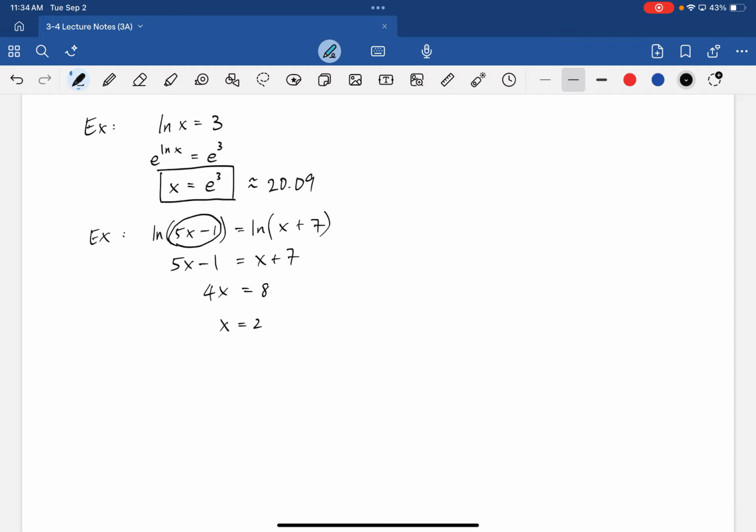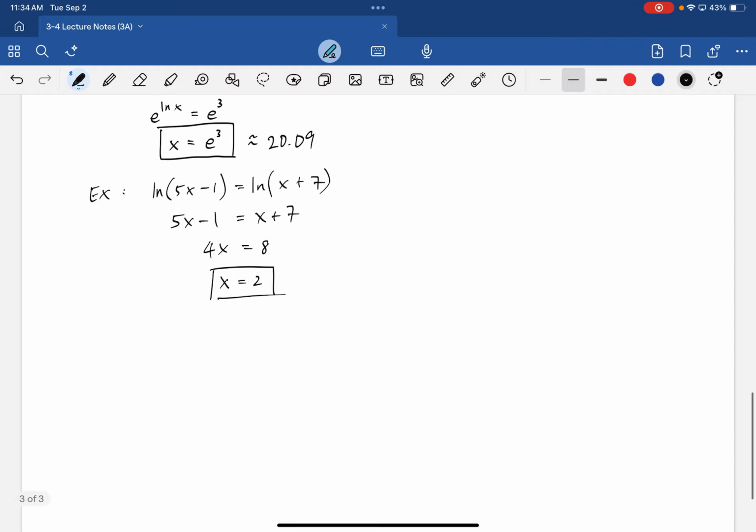But when we plug in x equals 2, what is our input on the left side? 9. And 9 on the right side too, right? So we're all good. This solution works. And we can box it. Questions? Next example.